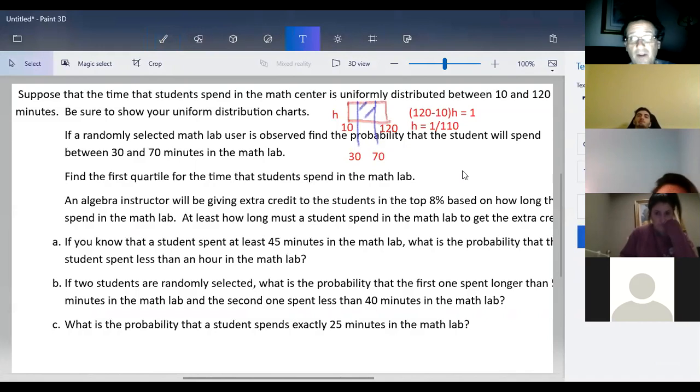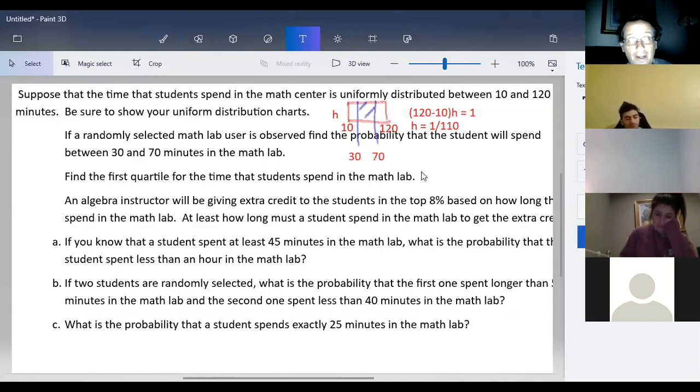Any questions so far? All right, well, remember what I said, probability is area, right? So we need to find the area between 30 and 70. Well, if you draw the picture I drew, we just have a smaller rectangle. Do y'all see that? And we use that same formula for the area of a rectangle, which is, what's the formula? Base times height.